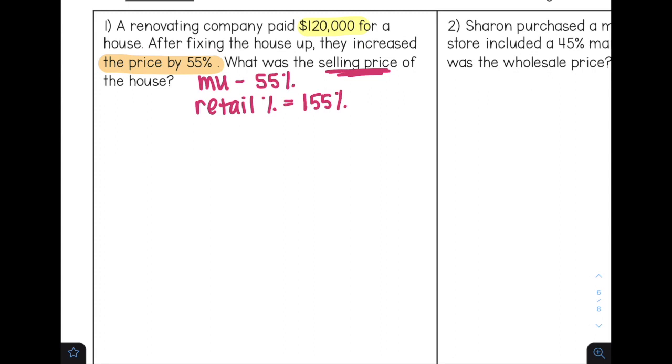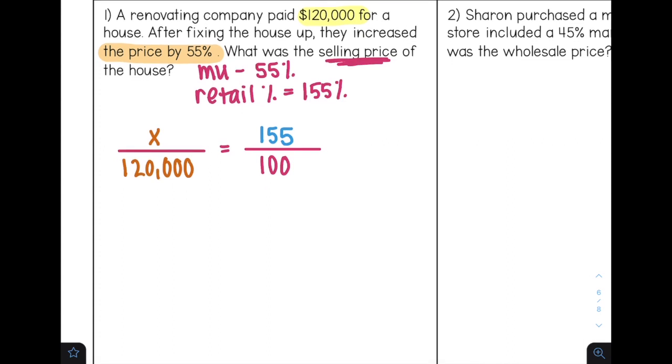I have my two fractions, 100. I have my retail percent, which is 155. I have my original amount, my wholesale, which is $128,000. And then I'm going to find out what that missing piece is, which is my selling price or the retail price. I want to make sure I'm following either cross multiplying, or I can use scaling up, scaling down, whichever works.